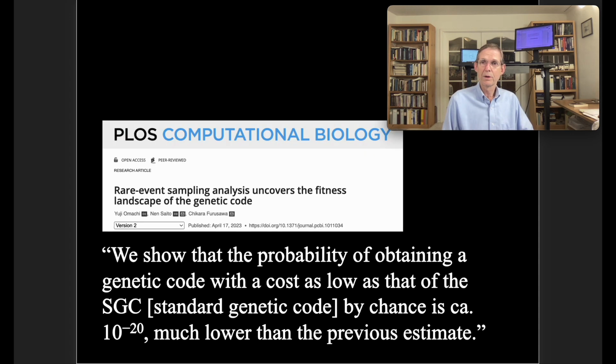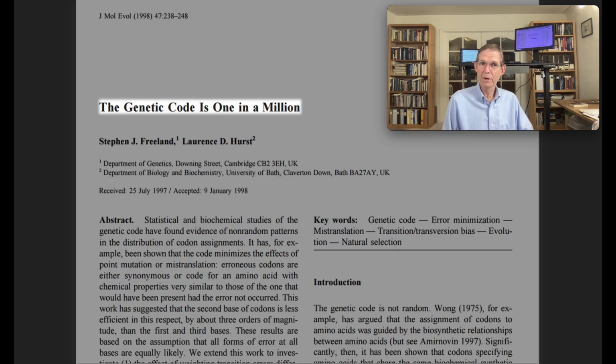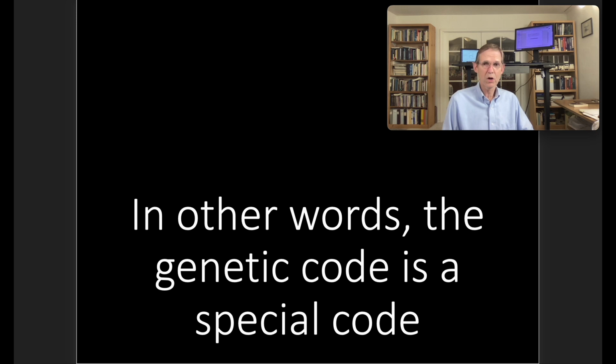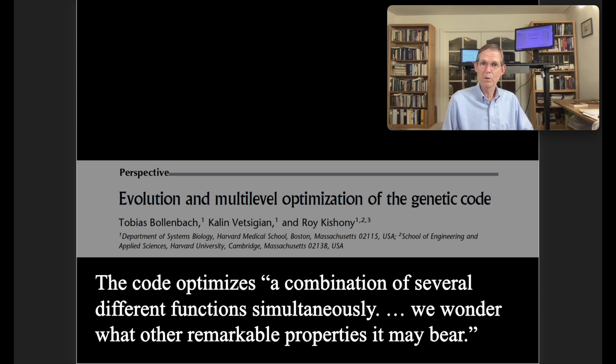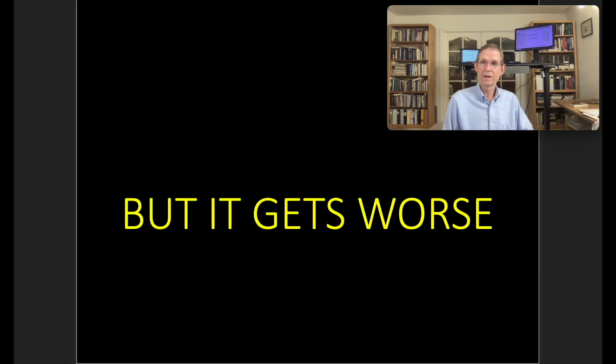That's not true. Here is a 2023 paper that shows that the genetic code is 1 in 10 to the 20th. That is a 1 with 20 zeros after it. Now that was an upgrade from an earlier paper that said the code was 1 in a million. In other words, the genetic code is a very special code. It is not an accident. It is not an arbitrary code. It is a rare code, a very rare code. And we're still learning more, as this paper points out. We wonder what other remarkable properties it may bear. We're not done with this yet, but it gets worse.